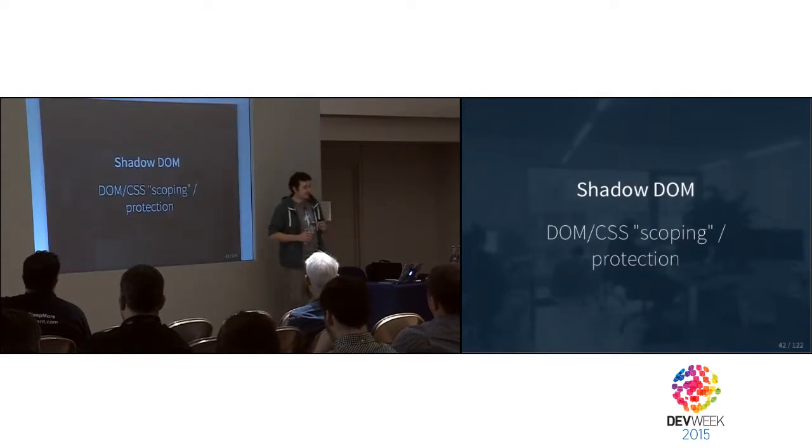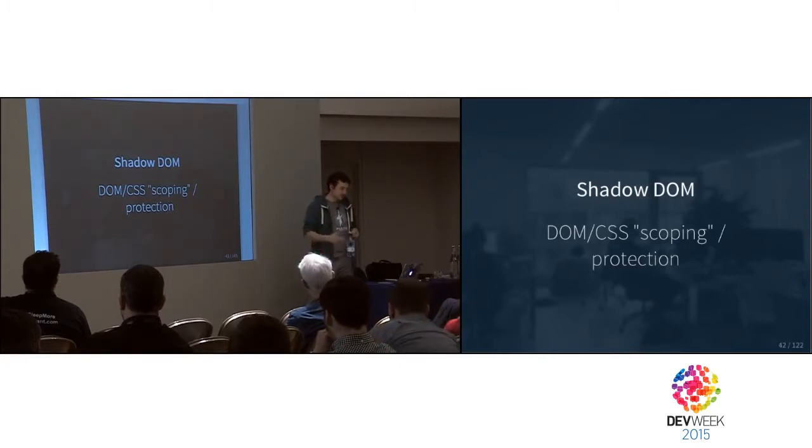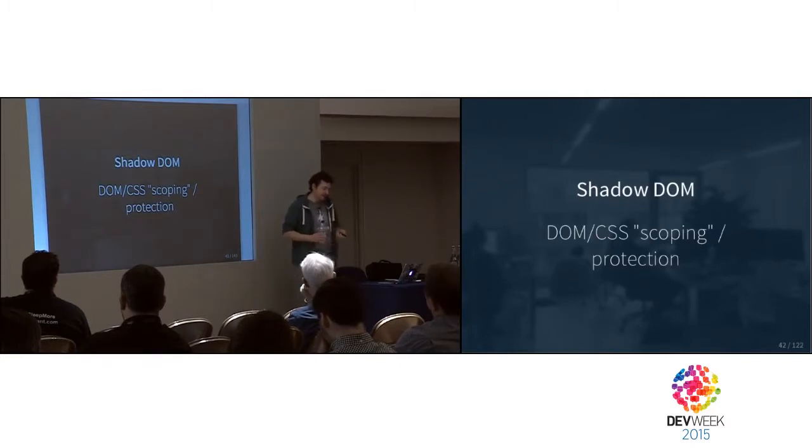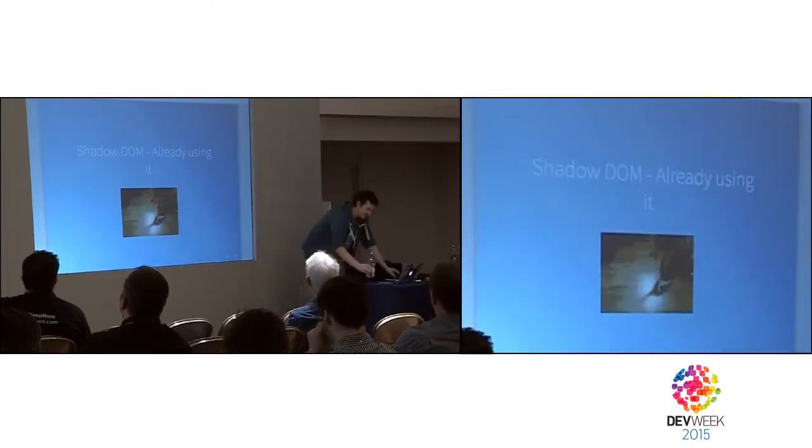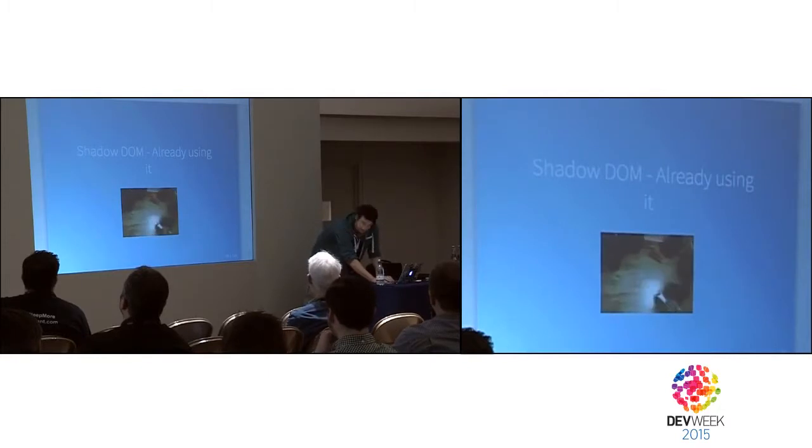So the next thing is the shadow DOM. And the main point of the shadow DOM is to offer some sort of document object model, CSS scoping, protection. I'll explain what that kind of means. Firstly, what is the shadow DOM? So I've got to try and click on this, and we'll see what happens again.